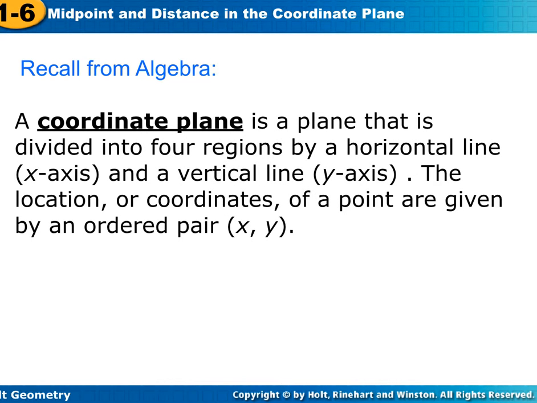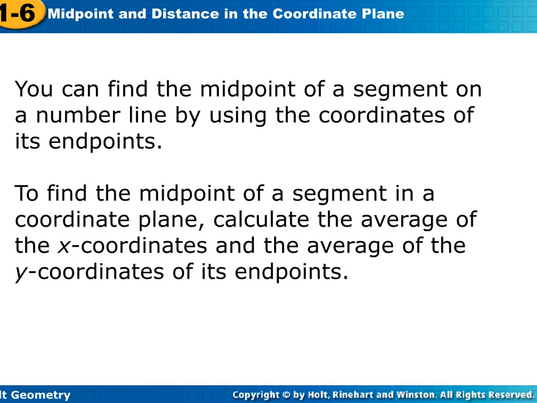Okay, from algebra, we had the coordinate plane, which is basically your xy axis, right? Divided with the horizontal being which axis? That's your x-axis, and then the y-axis is the vertical one. Okay? Remember, your ordered pairs are always an x and a y. So a little review of some algebra things.